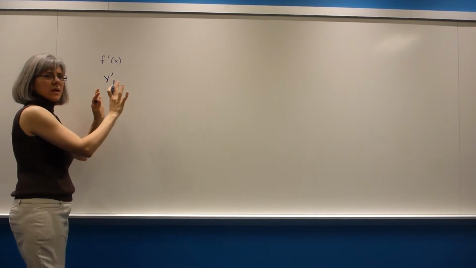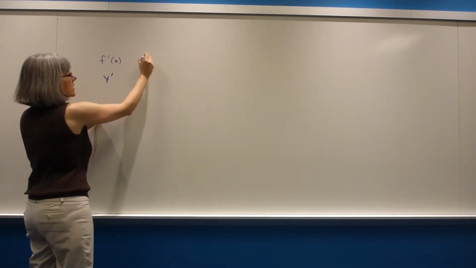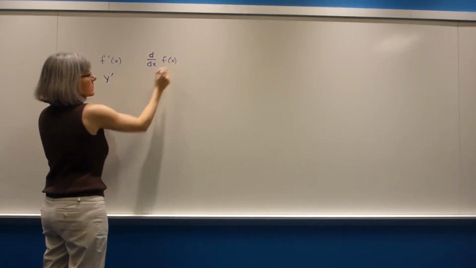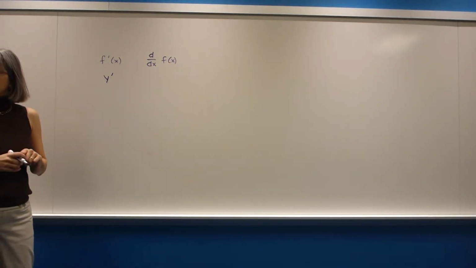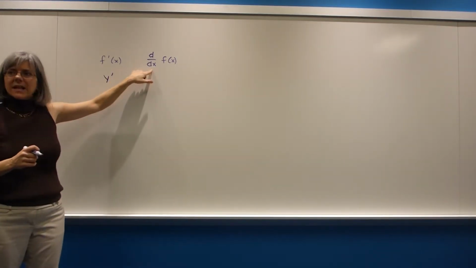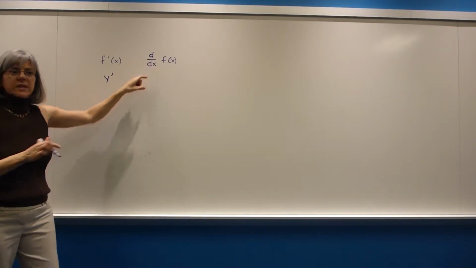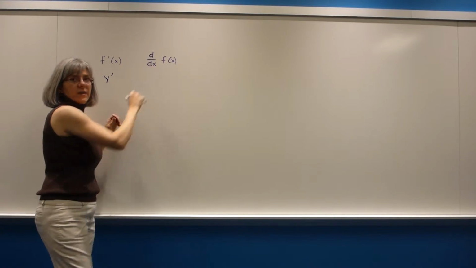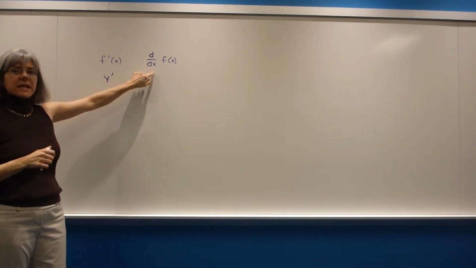So the way we make that clear is we can write d dx of f of x. This is a thing, f prime. That's a thing, that's a noun. d dx I like to think of as an instruction. This says take the derivative with respect to x of f of x. So I think of d dx as an instruction.